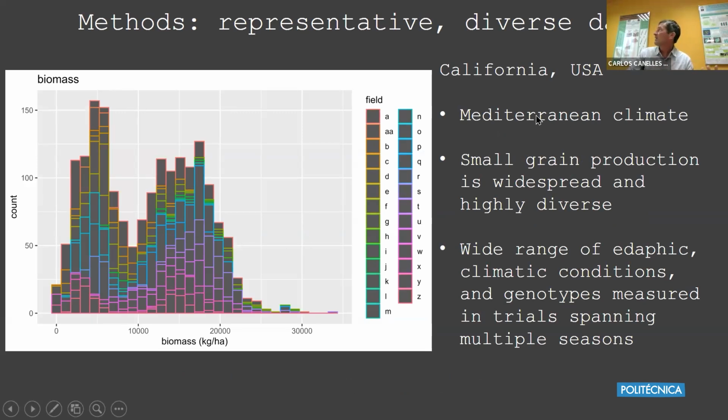You already kind of know about California. I spoke about it already. We have Mediterranean climate type, highly diverse. We have a lot of soil types, and we measure lots of genotypes across a lot of different variations in these factors. So we have a pretty broad number of biomass observations across a wide range of productivity in a lot of different fields.